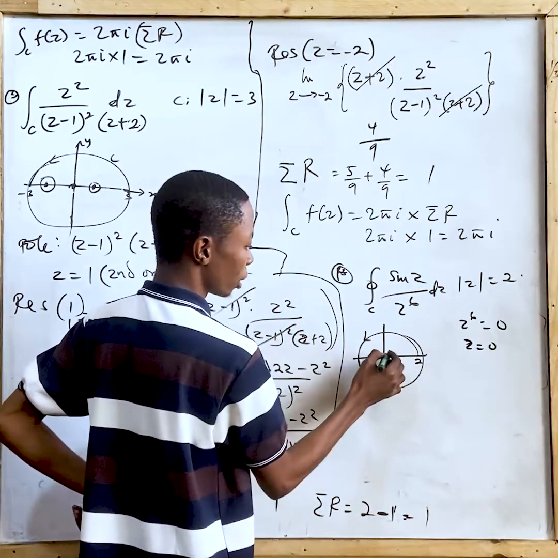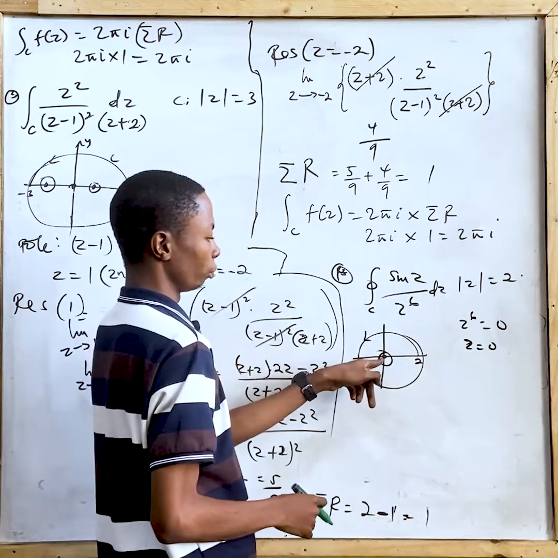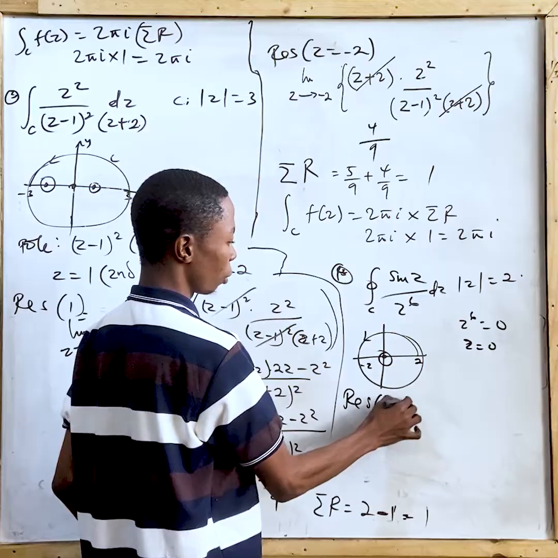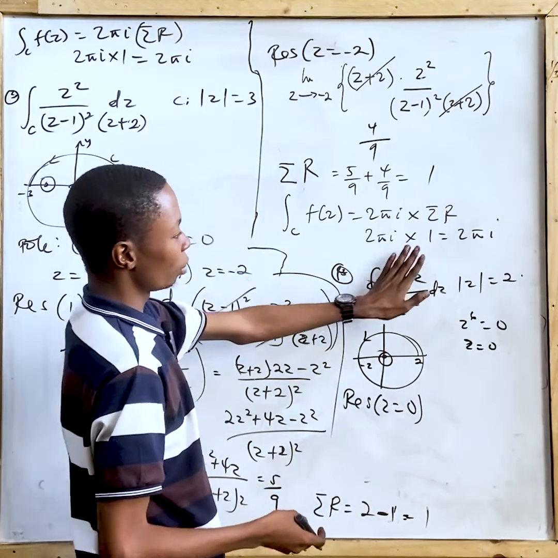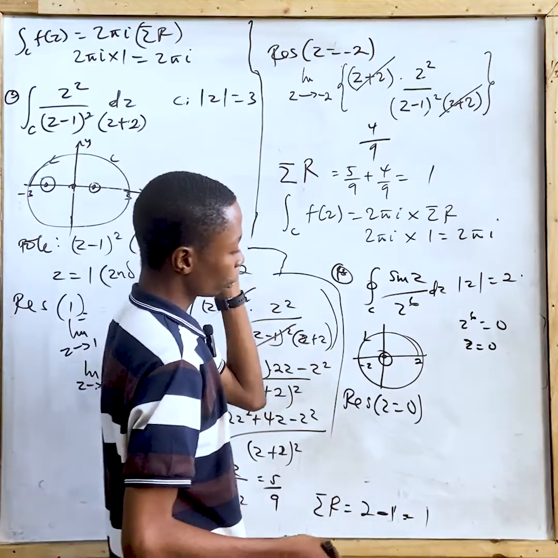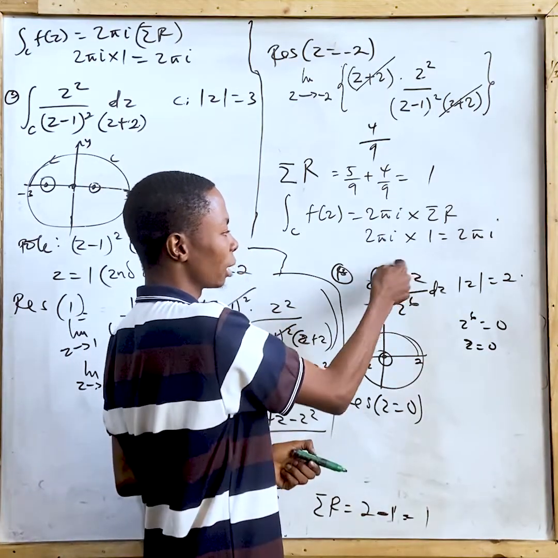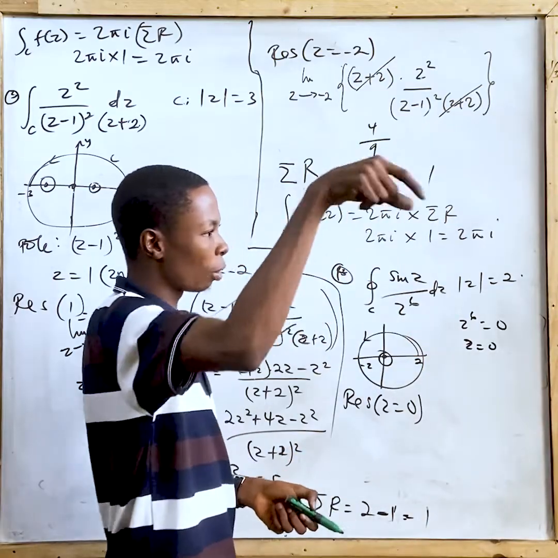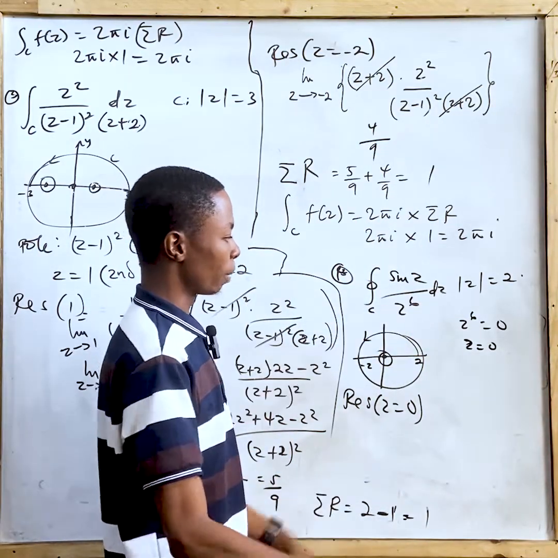So z equals 0 is within the contour. Then we take the residue at z equals 0. How will I take the residue of sin z over z raised to 6? I will use the third approach, taking the Laurent series of sin z and dividing it by z raised to 6. The coefficient of 1 over z is my residue.